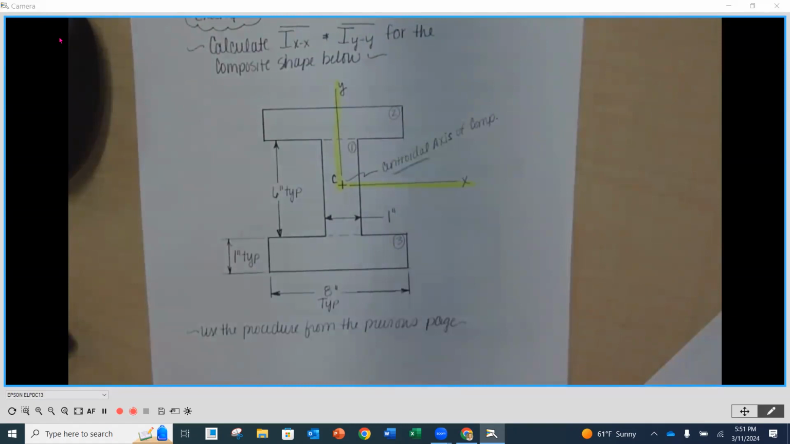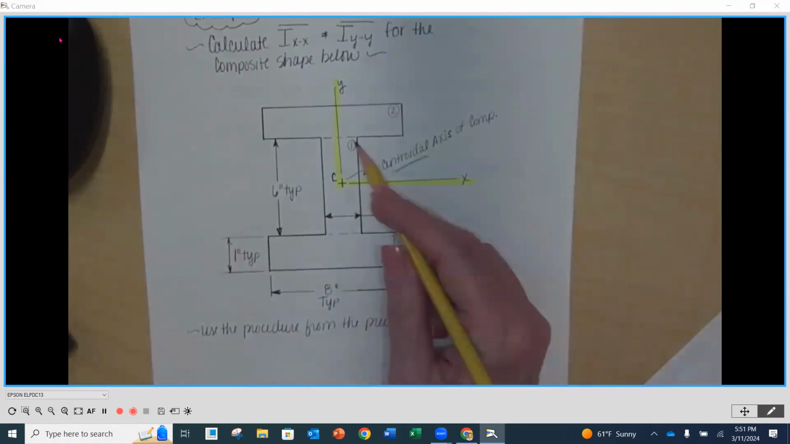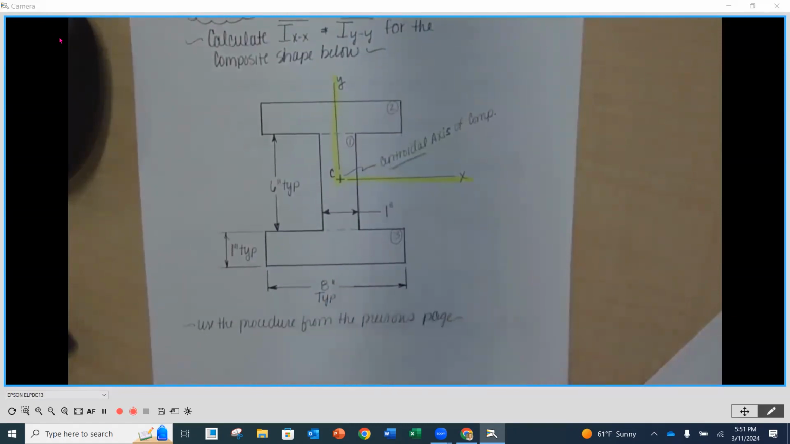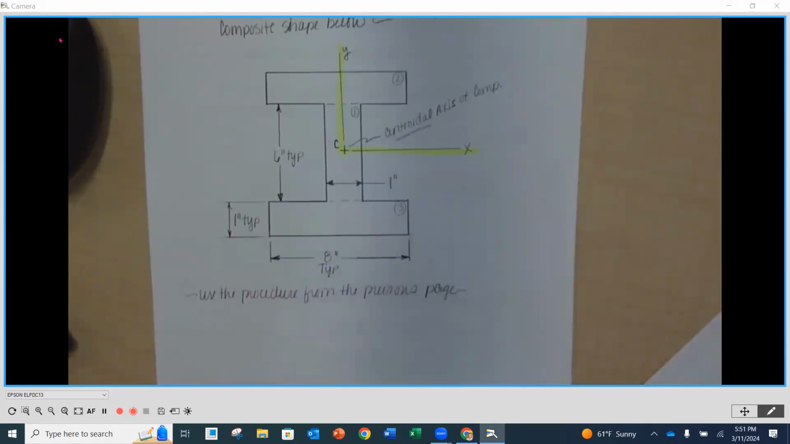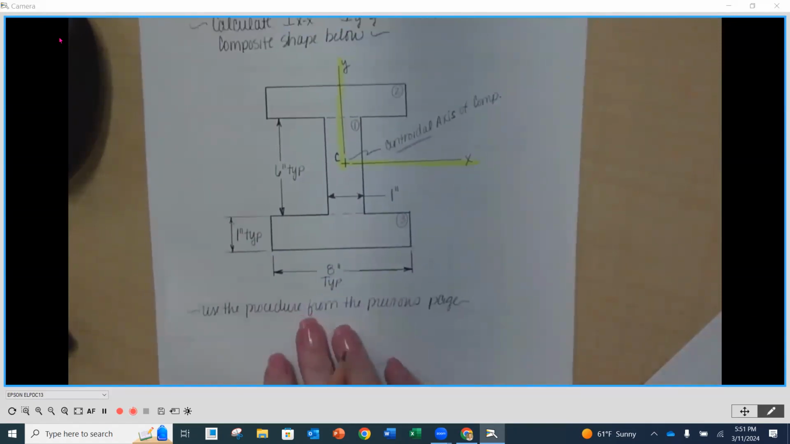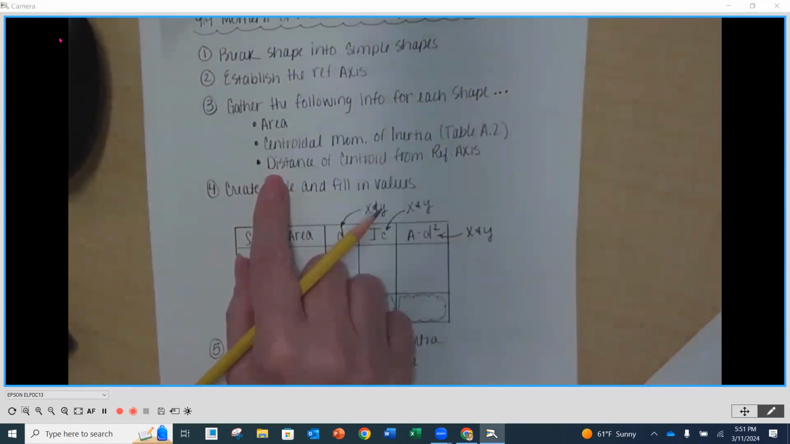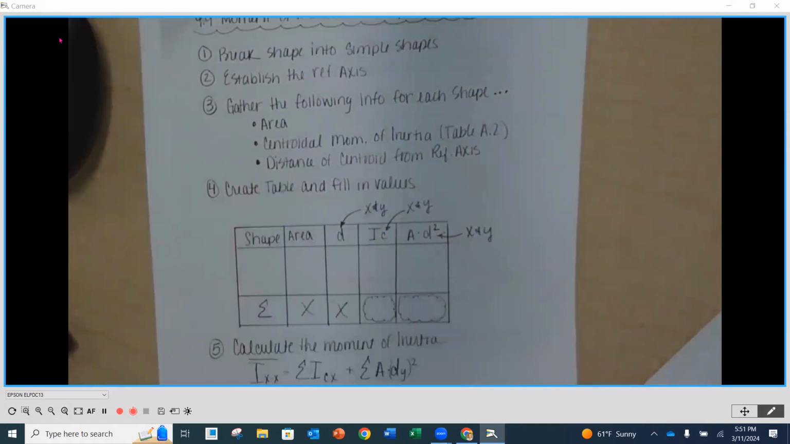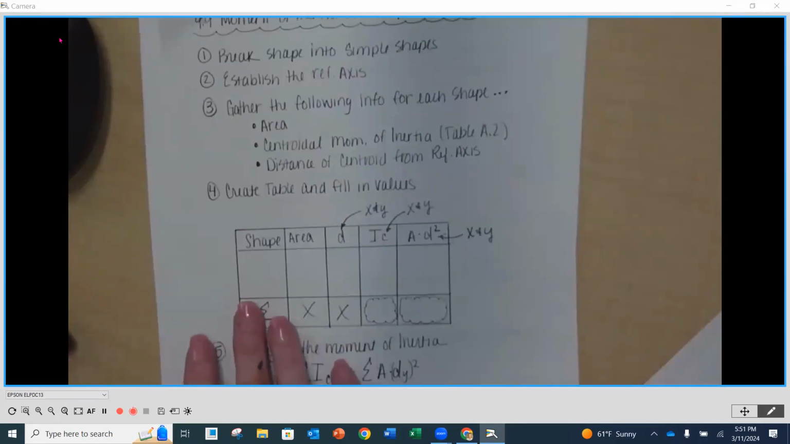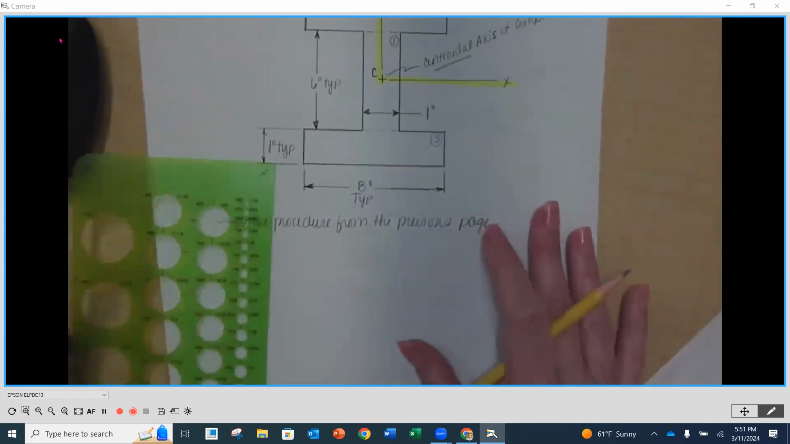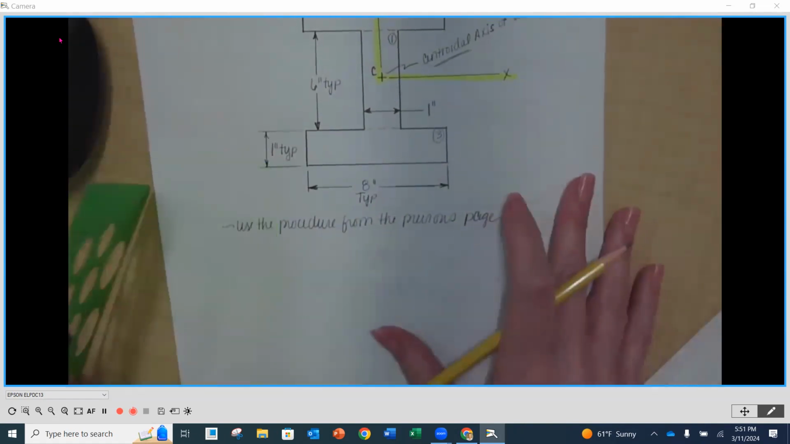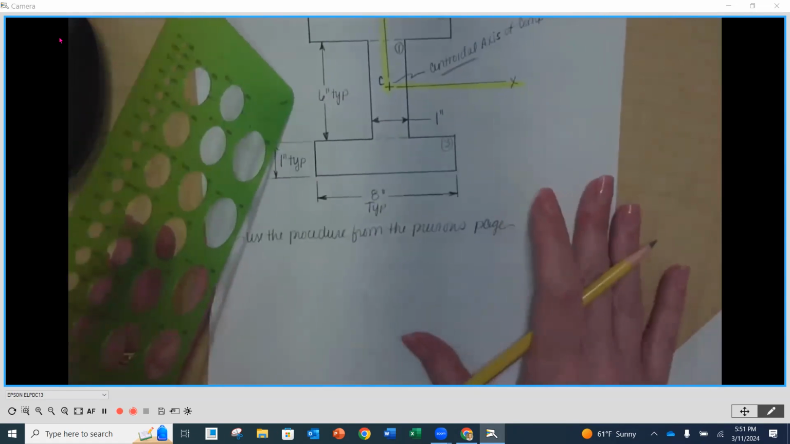Now, just like we did for our centroids, we are going to look at each one of these simple shapes on a separate axis system. If we go back and look, we're on step number 3, and we want to gather the following information about each one of our shapes: the area, the centroidal moment of inertia, and the distance of that centroid from the reference axis. Okay, we can make this a little bit smaller. It doesn't have to be as big as what we have up there.